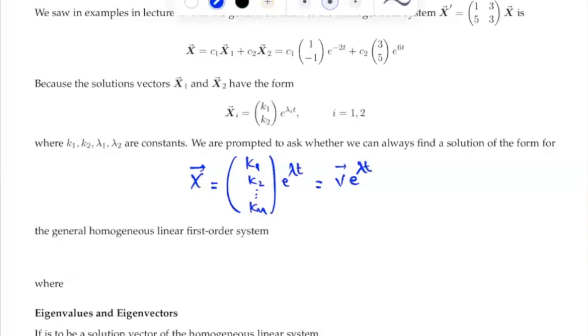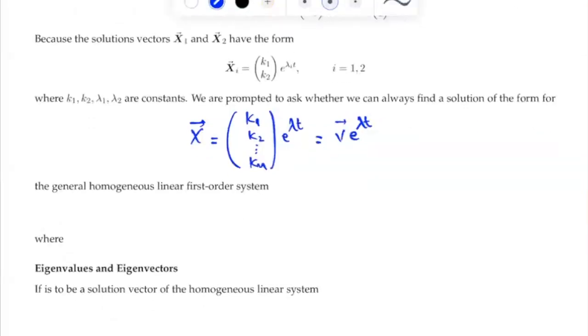And we found that the solutions probably look like this form. You have the eigenvectors multiplied with exponential functions raised to some eigenvalue times the independent variable. And this is the general form of solutions for the homogeneous system of the form x prime equal to A times x, where A is an n by n coefficient matrix.